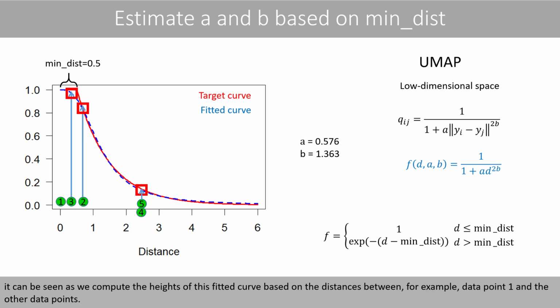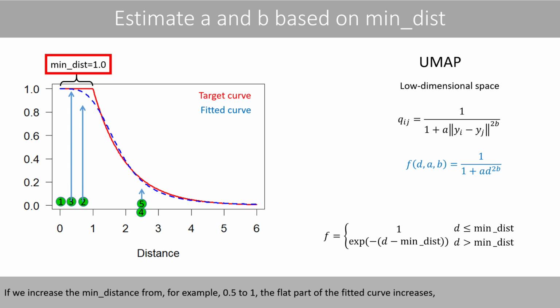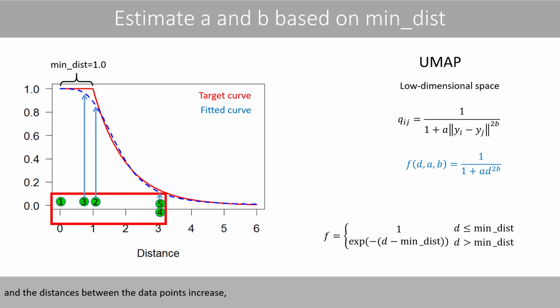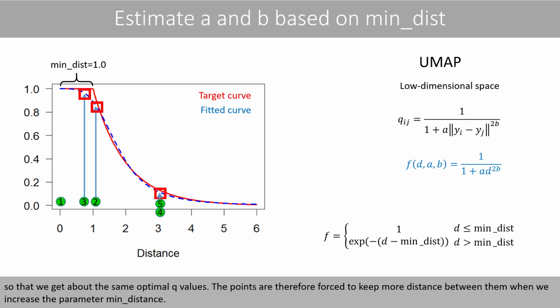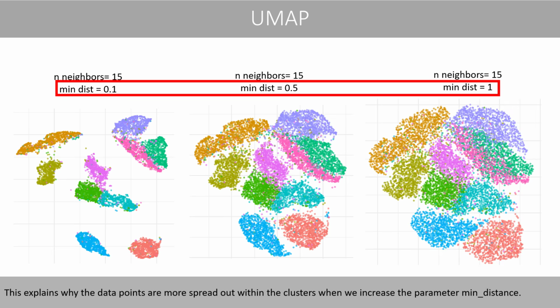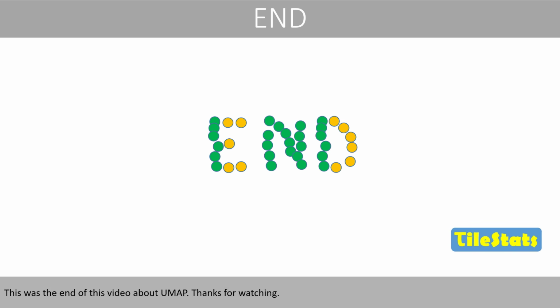If we increase the mean distance from, for example, 0.5 to 1, the flat part of the fitted curve increases, and the distances between the data points increase, so that we get about the same optimal Q values. The points are therefore forced to keep more distance between them when we increase the parameter mean distance. This explains why the data points are more spread out within the clusters when we increase the parameter mean distance. This was the end of this video about UMAP. Thanks for watching.